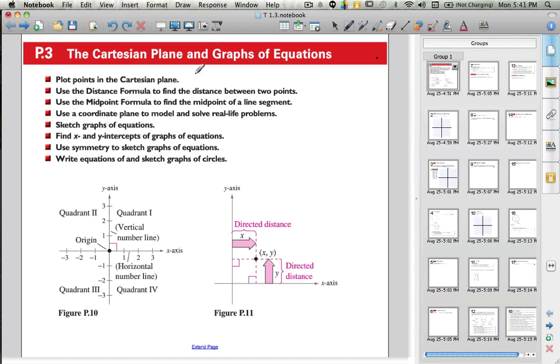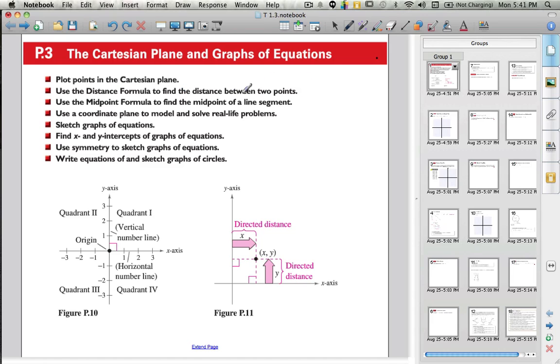So in section 3, we're going to take a look at the Cartesian plane and the graphs of equations. We're going to look at a number of different types of graphs, though by no means all the different graphs that we might do. We want to know how to plot points in the Cartesian plane. This is the Cartesian plane with an x-axis and a y-axis. It's named after René Descartes, who was a French mathematician and philosopher.